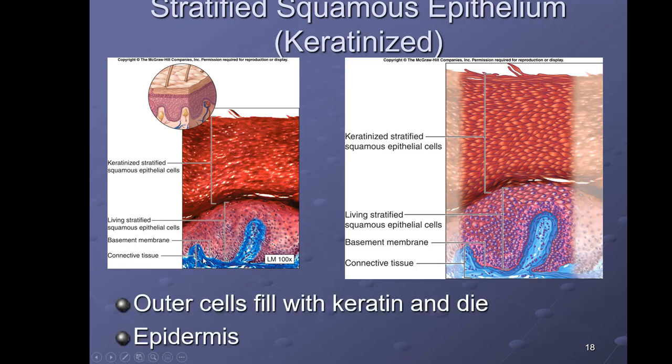So what happens here, if we kind of zoom in, I'll focus on this one so you can kind of see what's going on. So all of this from here to here makes up the stratified squamous epithelium.